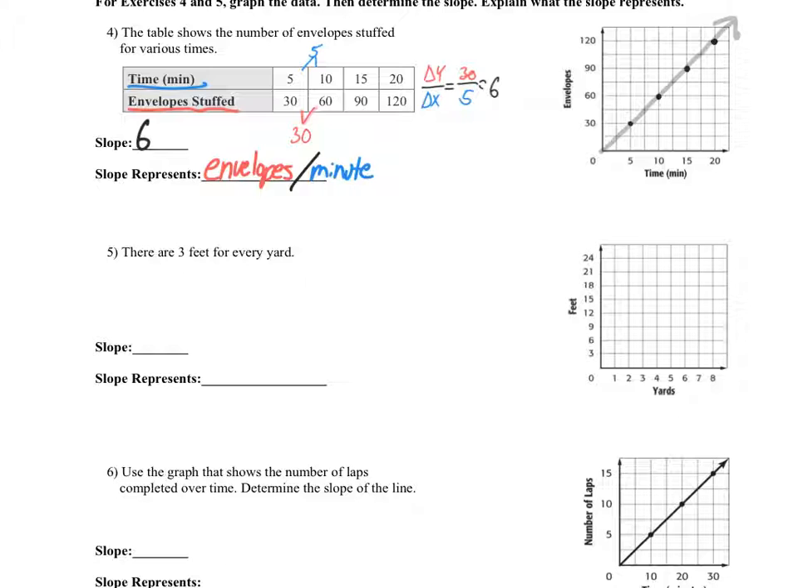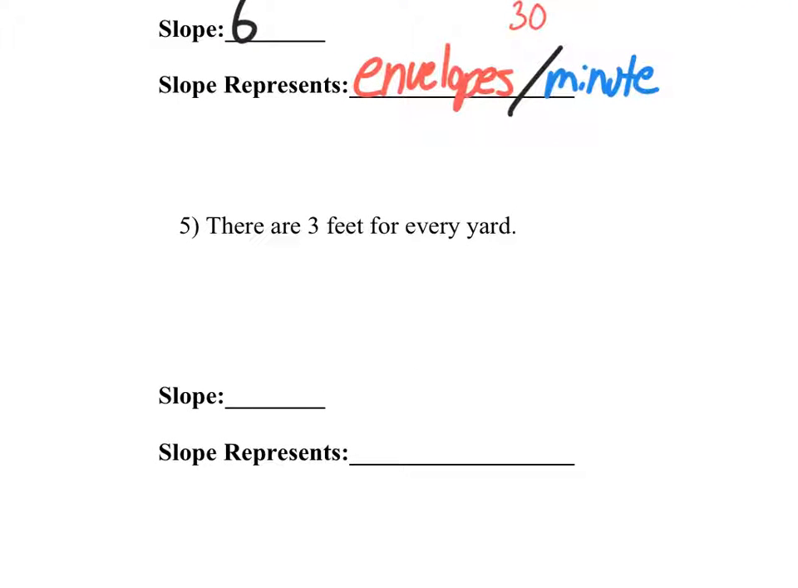All right, on to number 5. It says there are 3 feet for every yard. Well, honestly, that is our slope. It says 3 feet for every or per yard. So I'm going to go ahead and say that's my represents. So that's my feet per yard. And honestly, because it's for every 1 yard, my slope is just going to be that 3. There's nothing too fancy to do with that, but now we got to graph it.